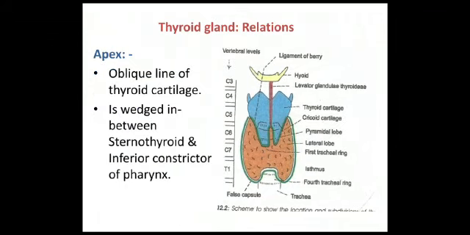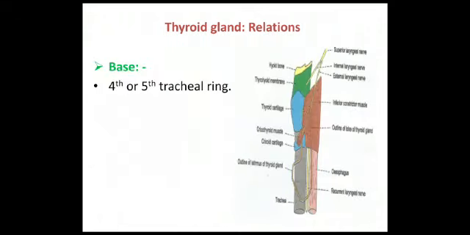Coming to the apex, it extends up to the oblique line of thyroid cartilage. Here it is wedged between two muscles, the sternothyroid muscle and the inferior constrictor muscle of the pharynx. Hence, any thyroid swelling will not grow beyond the oblique line of thyroid cartilage. The base extends up to the fourth or fifth tracheal rings. So thyroid swellings can only extend below but not above.